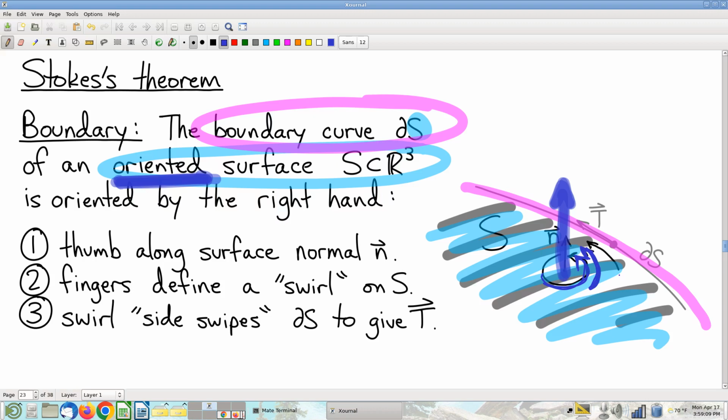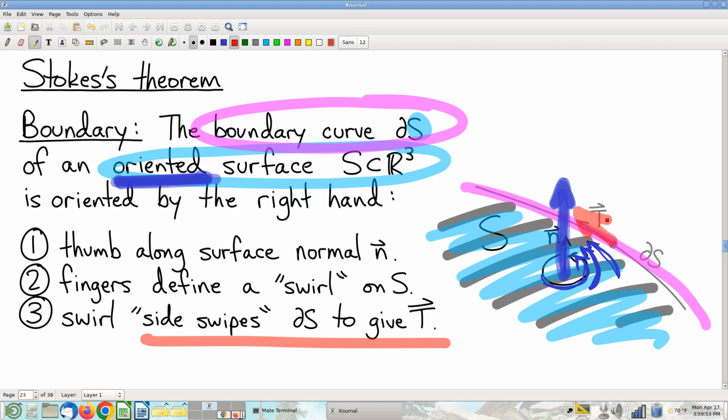Now, this is why it's important that we be talking about the right hand, right? If I were to use my left hand, the swirl would go the other way. And we have to be on board with the convention of those two choices. The convention is the right hand. That swirl then sideswipes along the boundary in the direction that defines what we're going to call the induced orientation on that boundary curve. That's the rule. That makes sense? Okay.